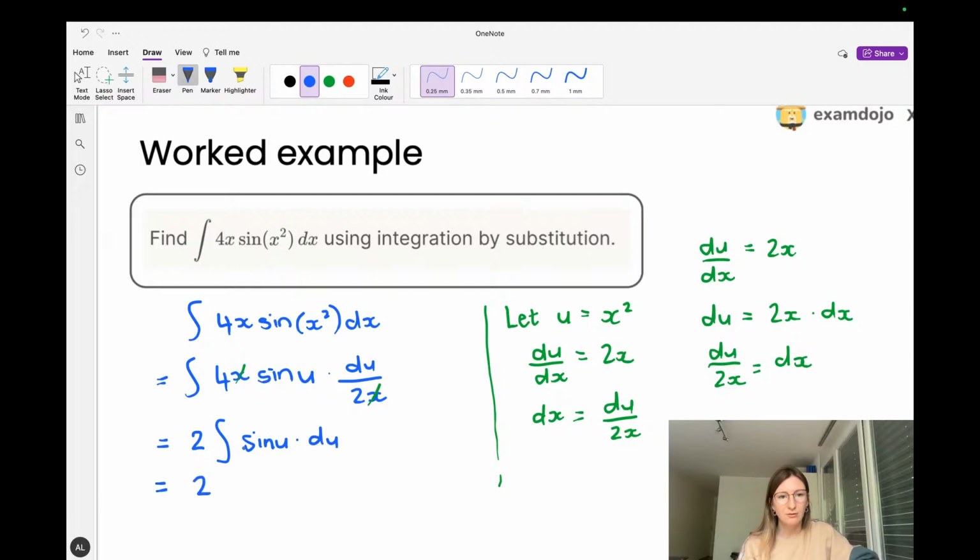So I have 2, and the integral of sine u was minus cos u plus c. And lastly, I can't have it in terms of u. I need to have it in terms of x. So I'm going to put the minus with the 2 over there. I'm going to substitute my u, which was x squared, back in. Cos x squared plus c. And now I have integrated it.